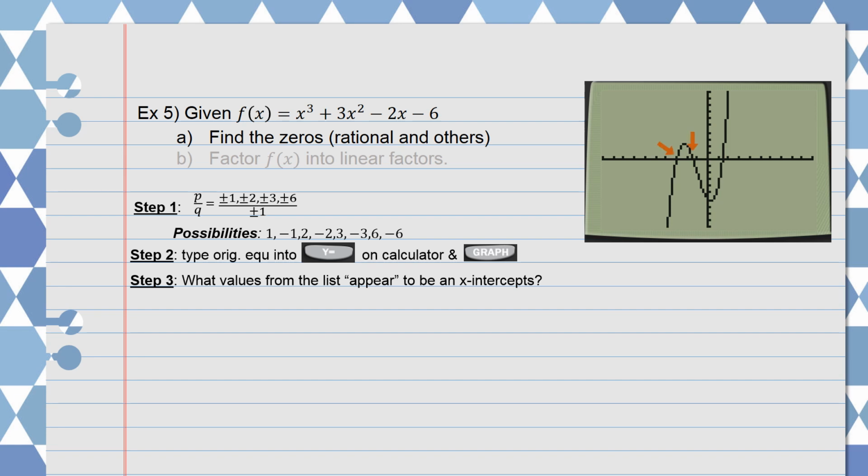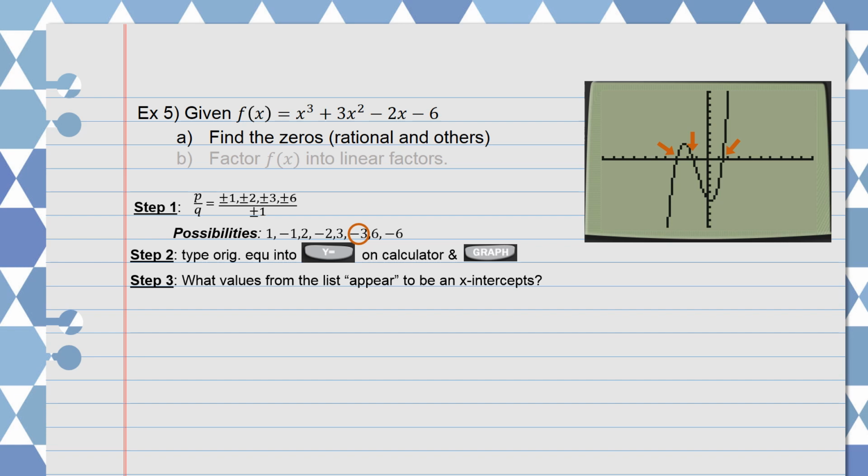Well, notice our graph appears to have 3 separate x-intercepts. Starting from the left, what x-intercept does that appear? Does it appear to be a value in our list? And it does. It appears to be negative 3. The next x-intercept, notice it does not appear to be on a number, it appears to be fractions. Do we have any fractions in our list? No. We look at the last x-intercept along the right side. It too appears to be a fraction, but we do not have any fractions in our list. So far, negative 3 looks to be the best option.